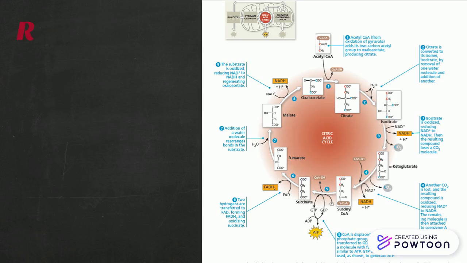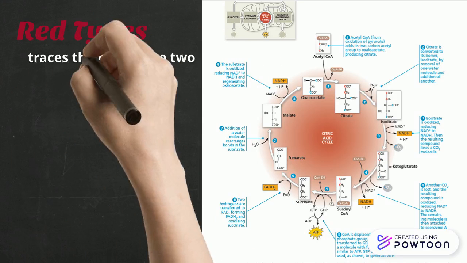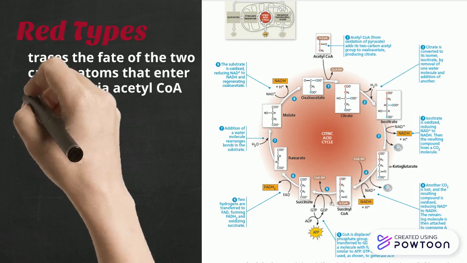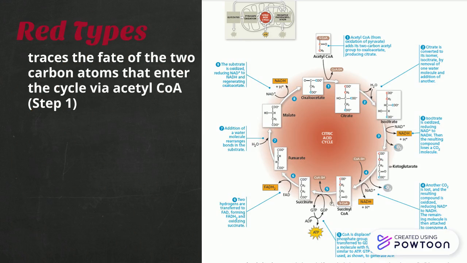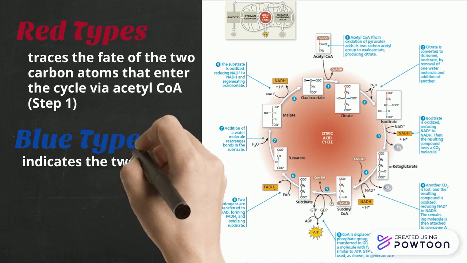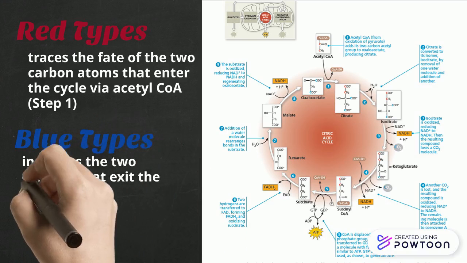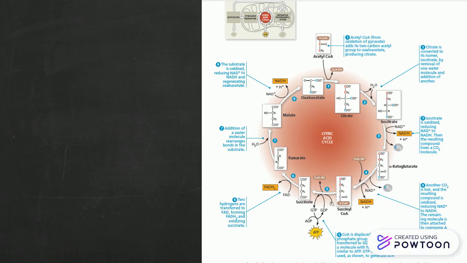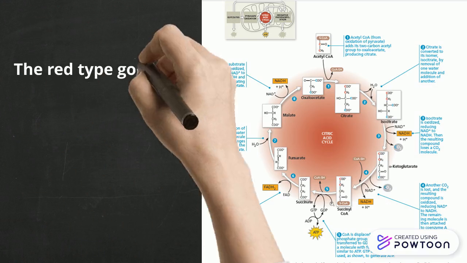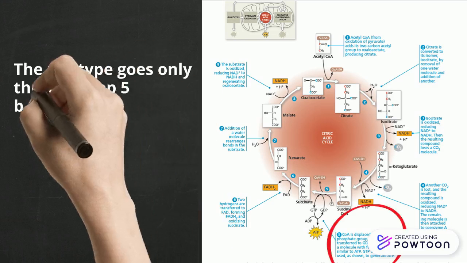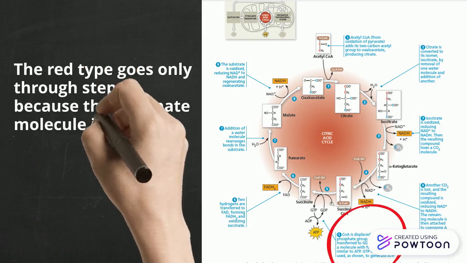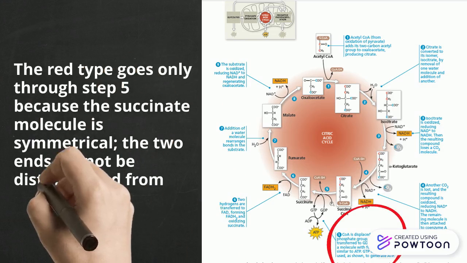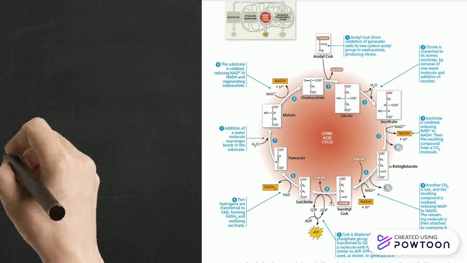For step 1, the red type traces the fate of the 2 carbon atoms that enter the cycle via acetyl coenzyme A. The blue type indicates the 2 carbons that exit the cycle as CO2 in steps 3 and 4. As we can see, the red type goes only through step 5 because the succinate molecule is symmetrical. The 2 ends cannot be distinguished from one another.